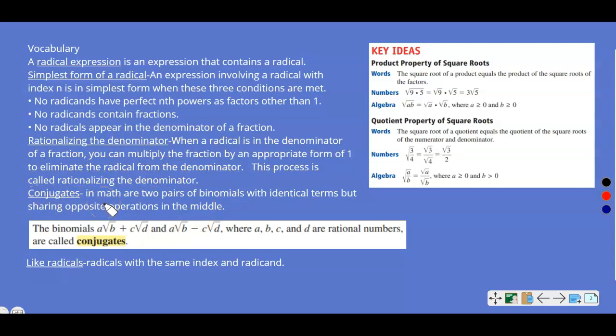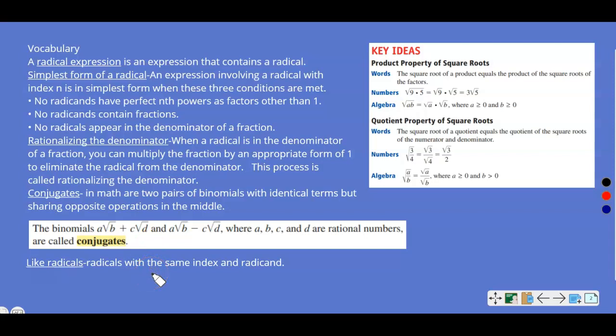Conjugates is probably a new term for you. Make sure you are aware what a conjugate is in math. Two binomials with identical terms but opposite operations, which means different signs in the middle, like a plus and a minus, are considered conjugates. So here's an example. If you've got the square root of b plus c square root of d, here you've got the same binomial, but this one has a minus where this is a plus. Together, these two binomials are considered conjugates. And we will see why that's important when we're dealing with radicals.